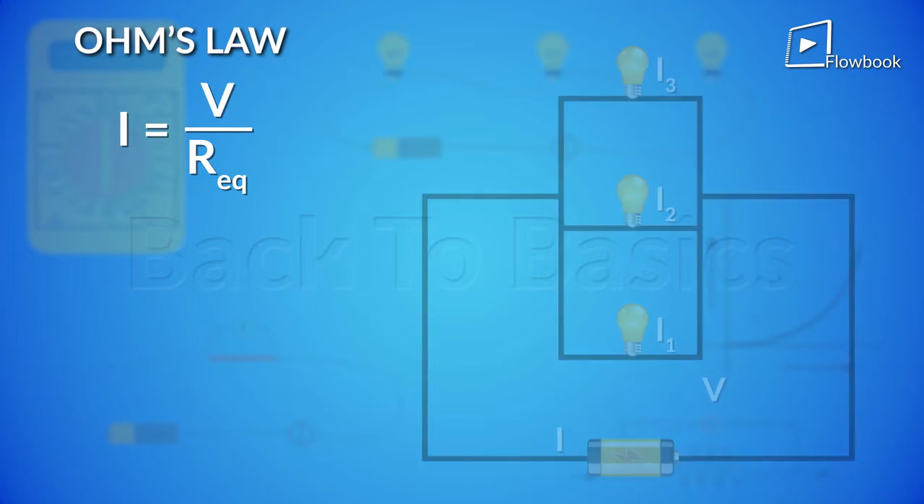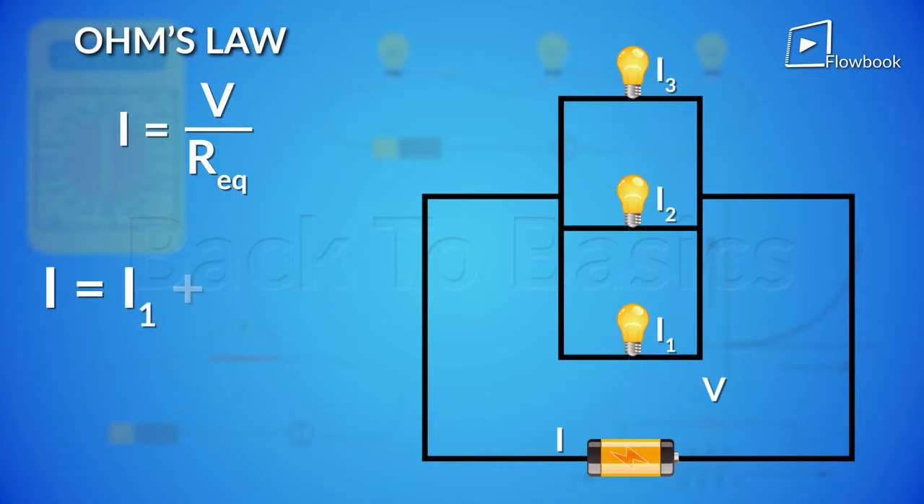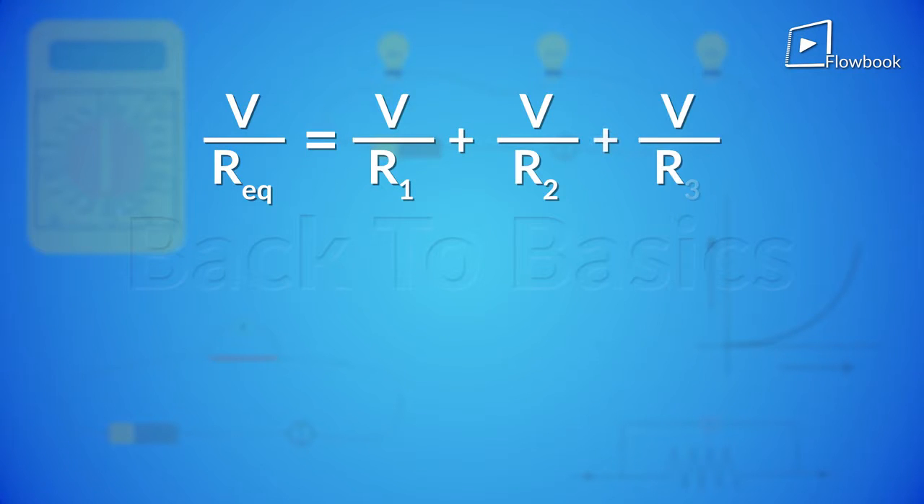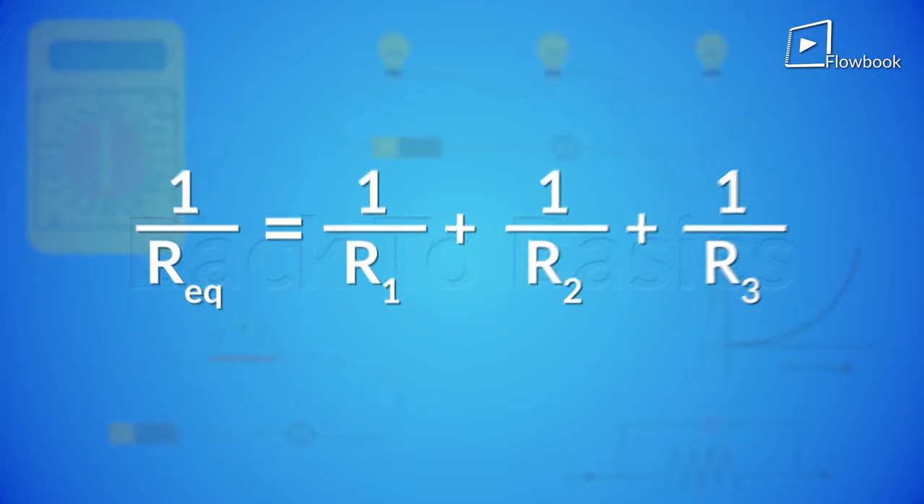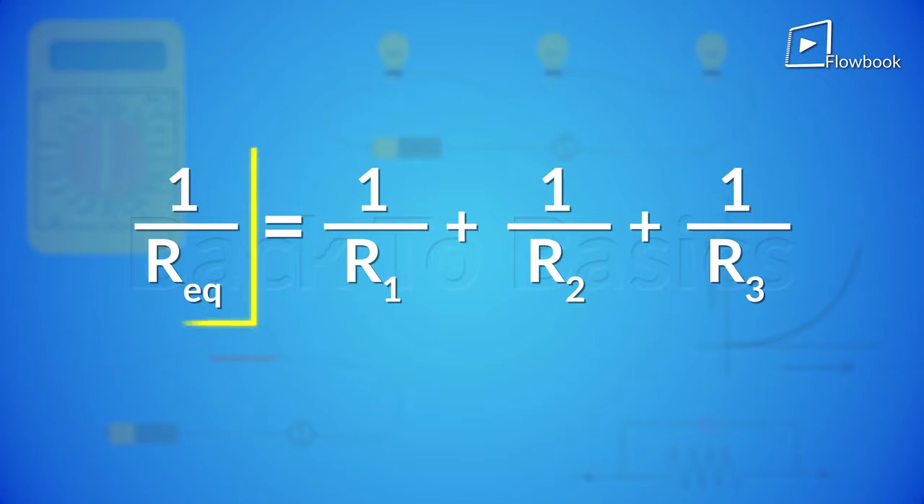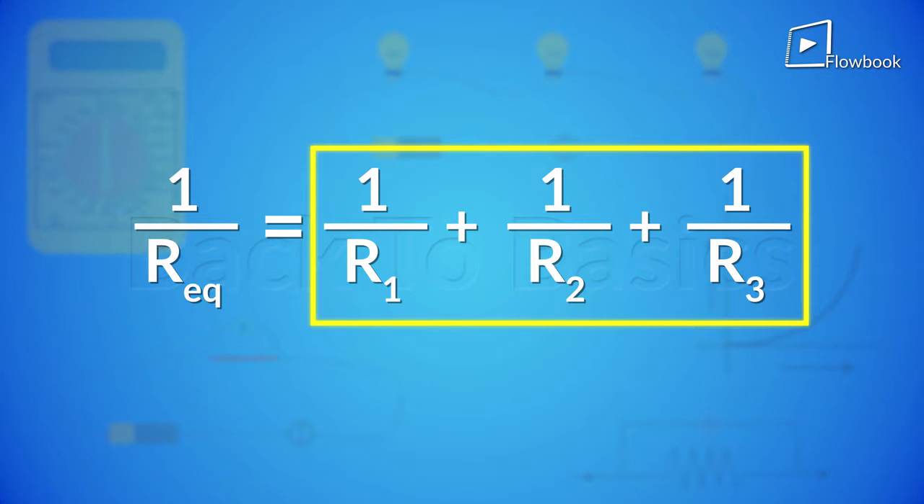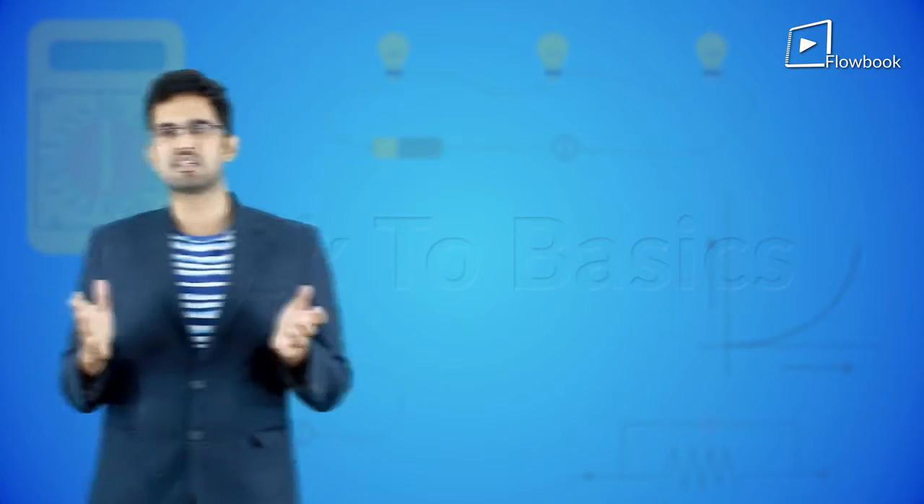Therefore, we have already seen that I is equal to I1 plus I2 plus I3, which implies that V by R equivalent will be equal to V by R1 plus V by R2 plus V by R3, or 1 by R equivalent will be equal to 1 by R1 plus 1 by R2 plus 1 by R3. So, therefore, in a parallel circuit, the reciprocal of an equivalent resistance is equal to the sum of the reciprocals of the individual resistors. The number of resistors doesn't matter.